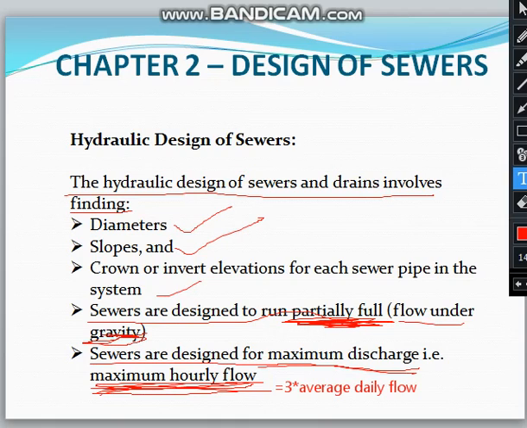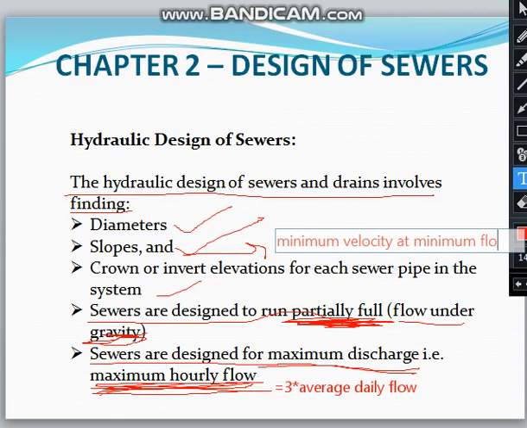So the hydraulic design of sewers involves finding the diameter, slope, crown or invert elevations for each sewer pipe in the system. Sewers are designed to run partially full, that is under gravity, and for maximum discharge, that is nothing but the maximum hourly flow. Another thing is that the slope of the sewer pipe is based on the permissible minimum velocity at minimum flow.